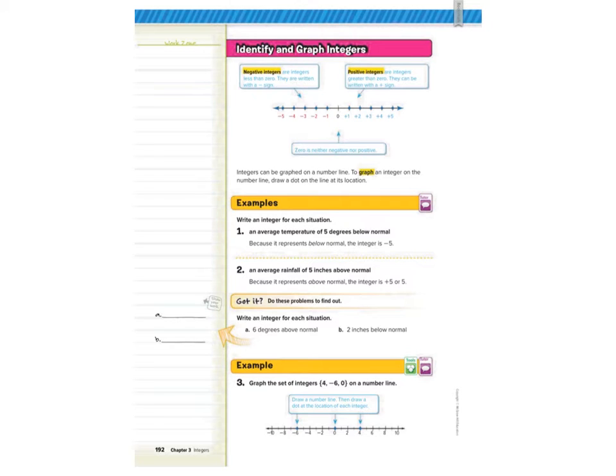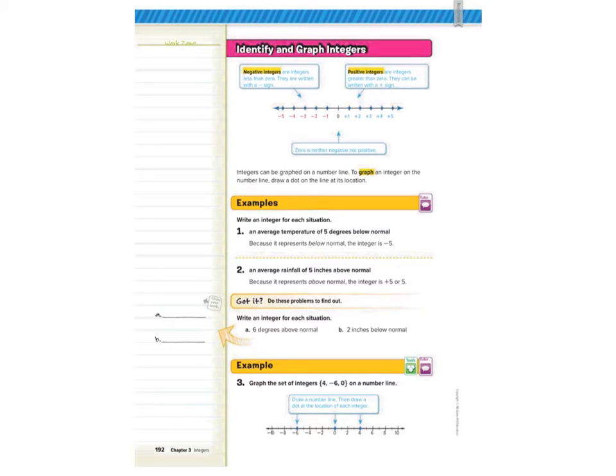Identifying and graphing integers. On a number line that has integers, 0 is kind of the dividing point between the positive side and the negative side. The positive integers are to the right of 0, as you can see on the number line, and the negative integers are to the left of 0. 0 is considered neither positive nor negative, and it does not have an opposite. Integers can be graphed on a number line. To graph an integer on the number line, you're supposed to draw a dot or a point on the line that shows its location.